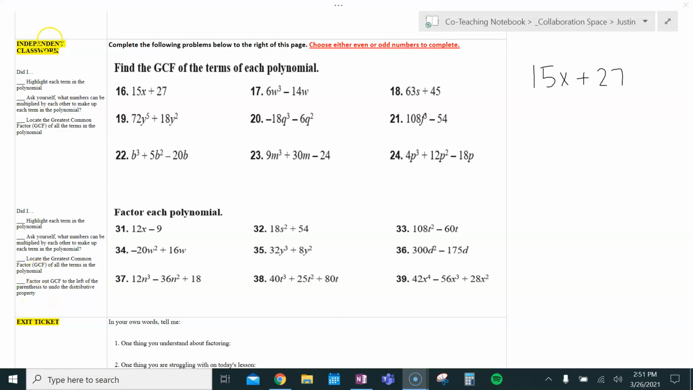Hi guys, so for the independent classwork for today's class, you're going to complete the following problems and you're going to complete them in the space provided on the right hand side. You're going to choose either even or odd numbers to complete.